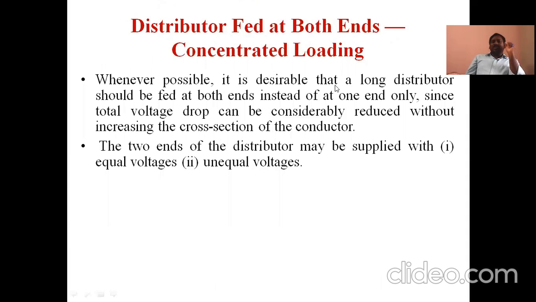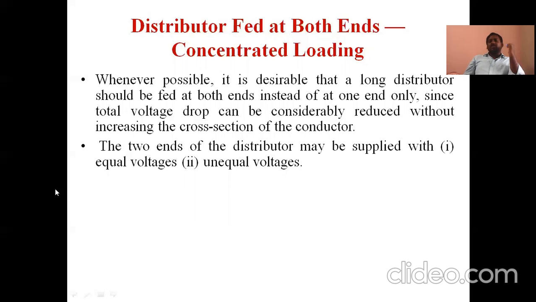Whenever possible, it is desirable that a long distributor should be fed at both ends instead of at one end only, since the total voltage drop can be considerably reduced without increasing the cross section of the conductor. That is the main advantage when the distributor is fed at both ends: voltage drop can be reduced without increasing the cross section of the conductor.